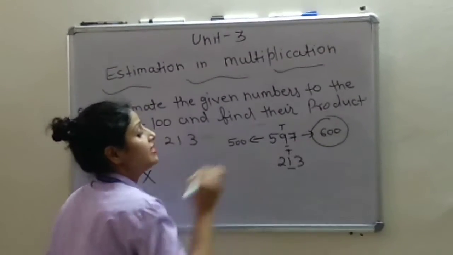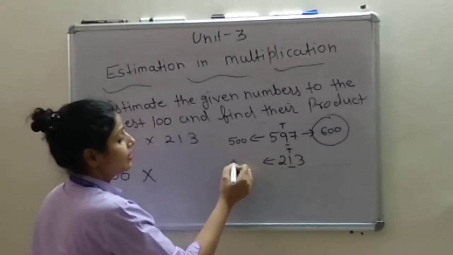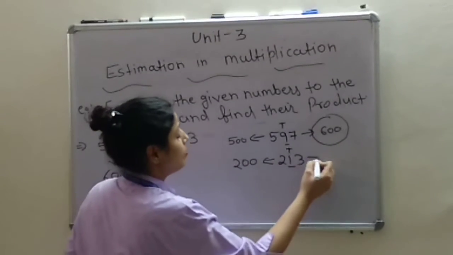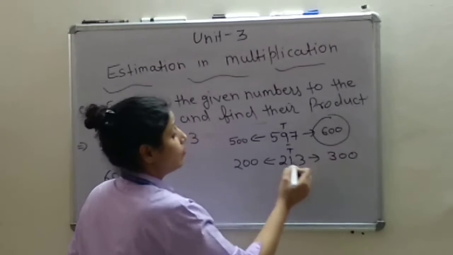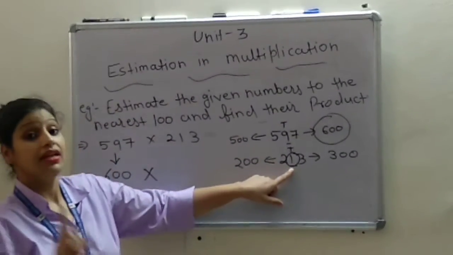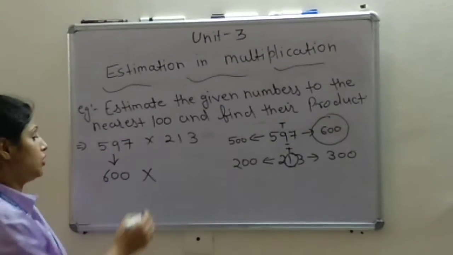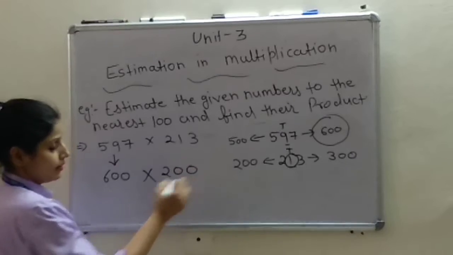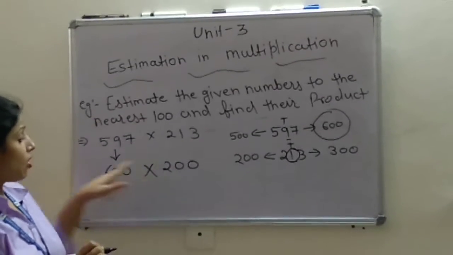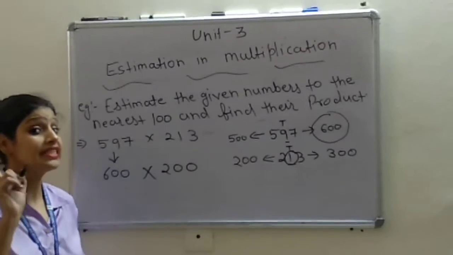Here the digit at tens place is less than 5. So 213 should become either 200 or 300. But according to the rule and the digit given in the number, it should be rounded off to the lower 100. So it should become 200. Right? Now we have got the estimated value of both the numbers to the nearest 100.